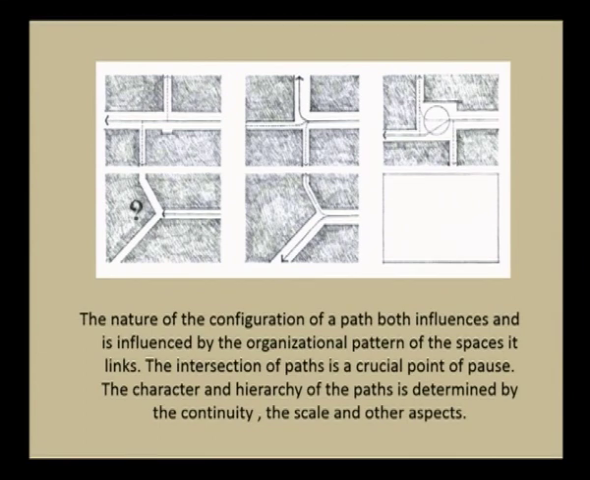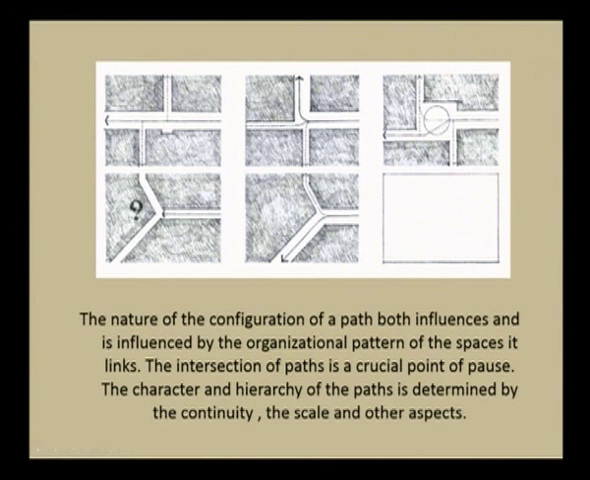The intersection of paths is a crucial point of pause, like what is shown here. The character and hierarchy of the path is determined by the continuity, the scale and other aspects. The picture shows a network of paths where the paths join, but each path is of a different width. This difference in width gives a different character to the path, whether it is a private path or a public path. When paths join, it creates a bigger space which acts as a gathering, pausing space.